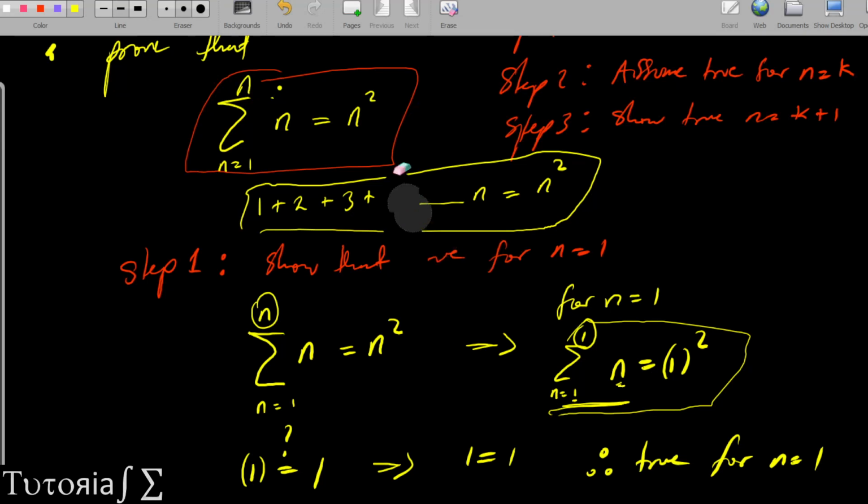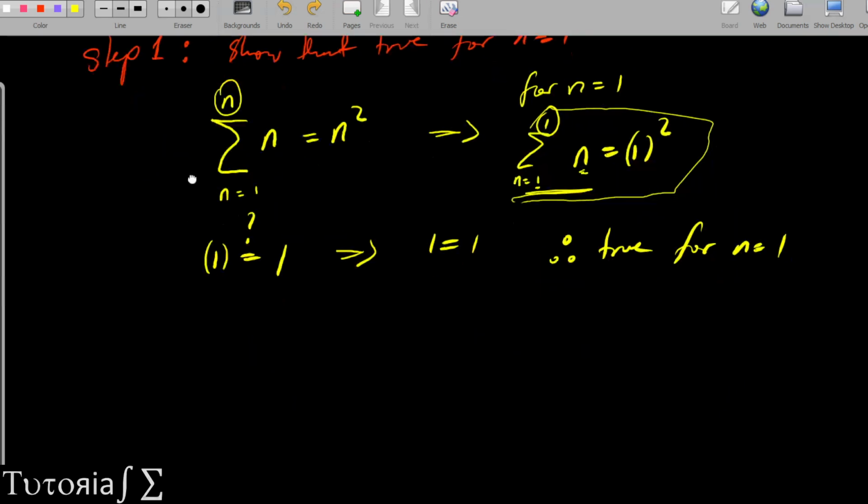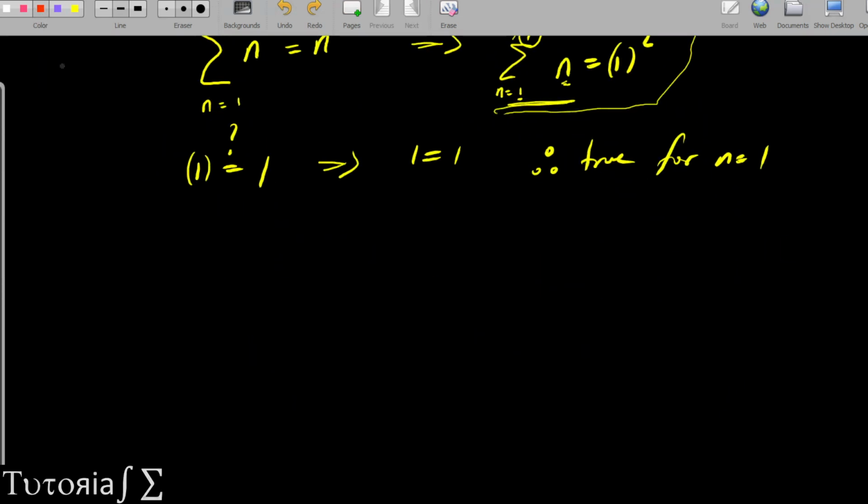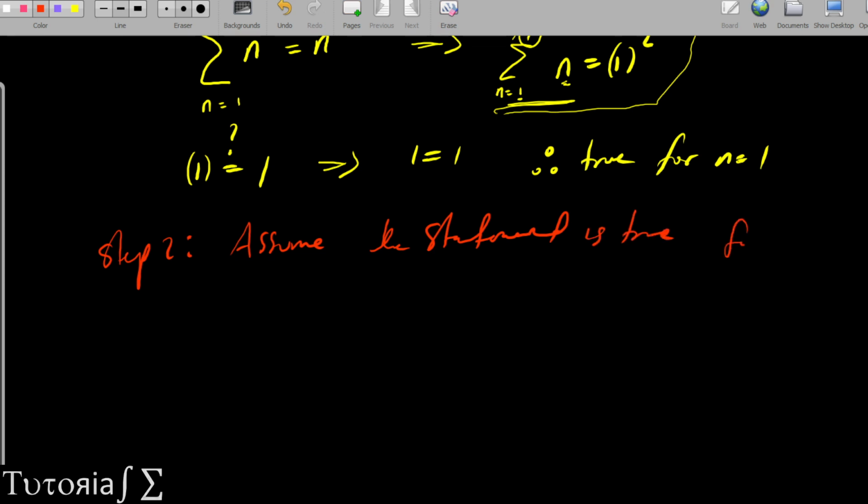Okay, the assumption step. Step 2, this is where we assume the statement is true for n equals k. So this is the assumption stage. We assume the statement is true for n equals k.